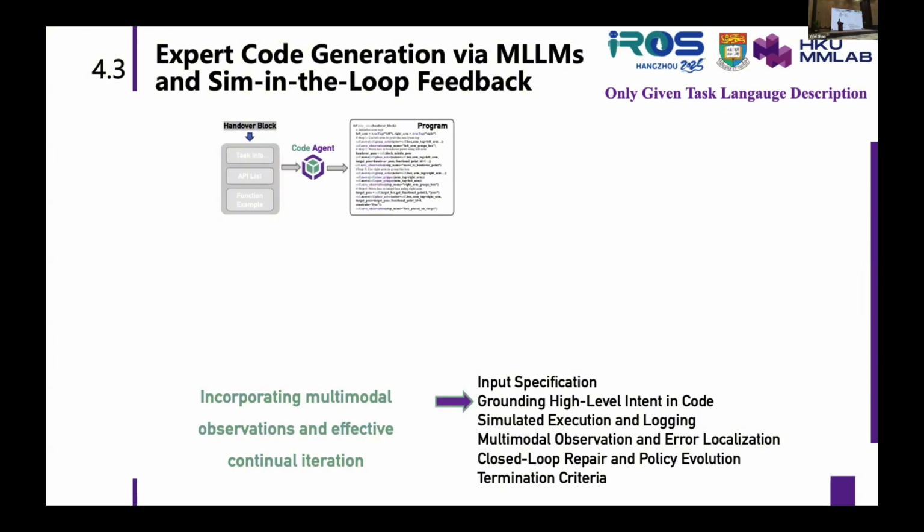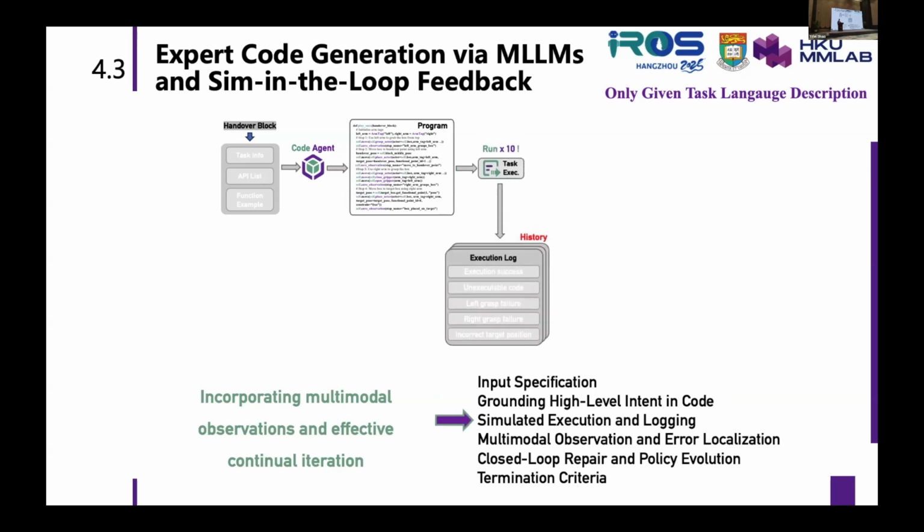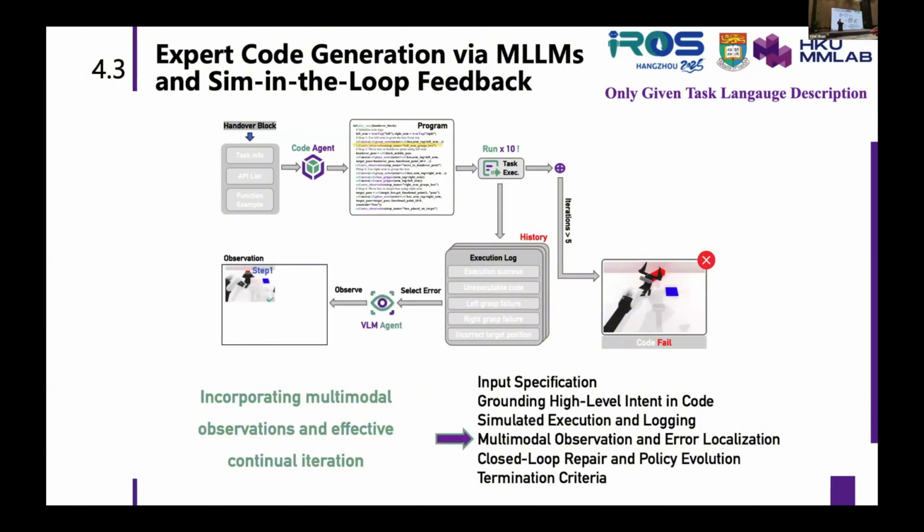The code agent can directly generate a series of code, each line of code representing a retrieving API, and each API representing a primitive skill. So we can directly execute the code and maybe get the running log. Obviously the success rate cannot be that high because the MLLM is not perfect, so we try to refine the code. Of course we will have some keyframes captured in the simulation.